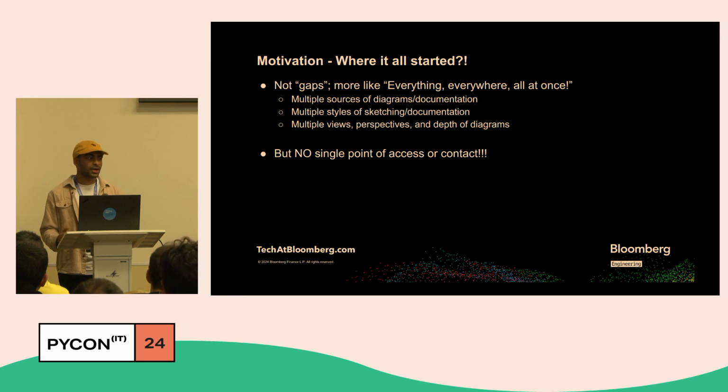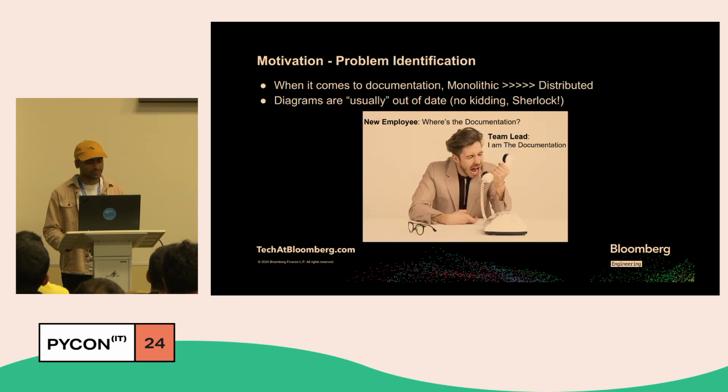How can we do that? So like targeting both of them, we thought, hey, can we come up with some solution? So let's identify what the general problem is. In documentation or anything when it comes to visualizing how the system looks like, we like monolithic versus distributed architecture.